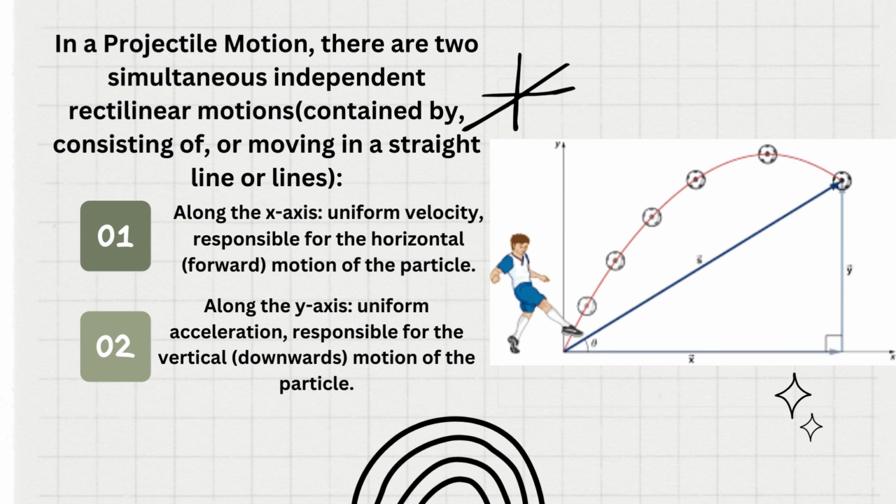In a projectile motion, there are two simultaneous independent rectilinear motions, consisting of or moving in a straight line or lines. The first one is along the x-axis. It is in uniform velocity. It's responsible for the horizontal or forward motion of the particle. Number 2 is along the y-axis. It is in uniform acceleration. It's responsible for the vertical or downward motion of the particle.